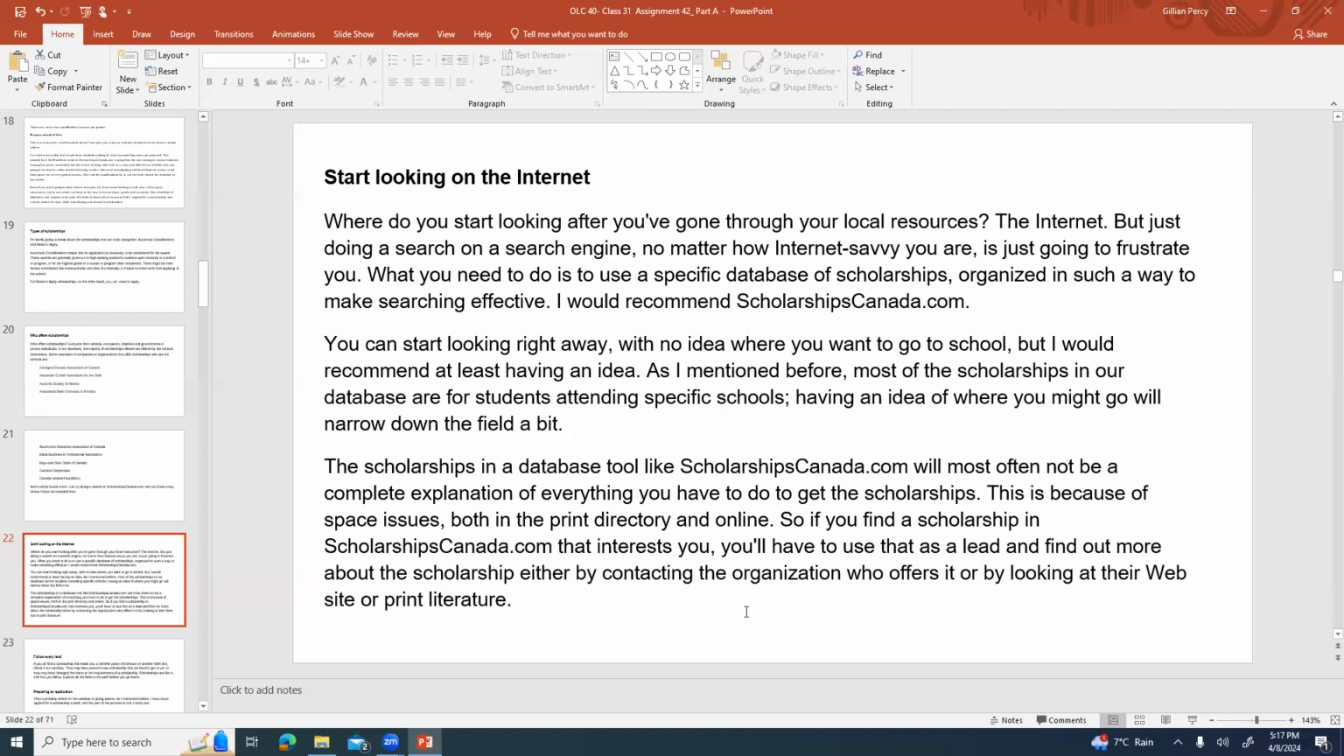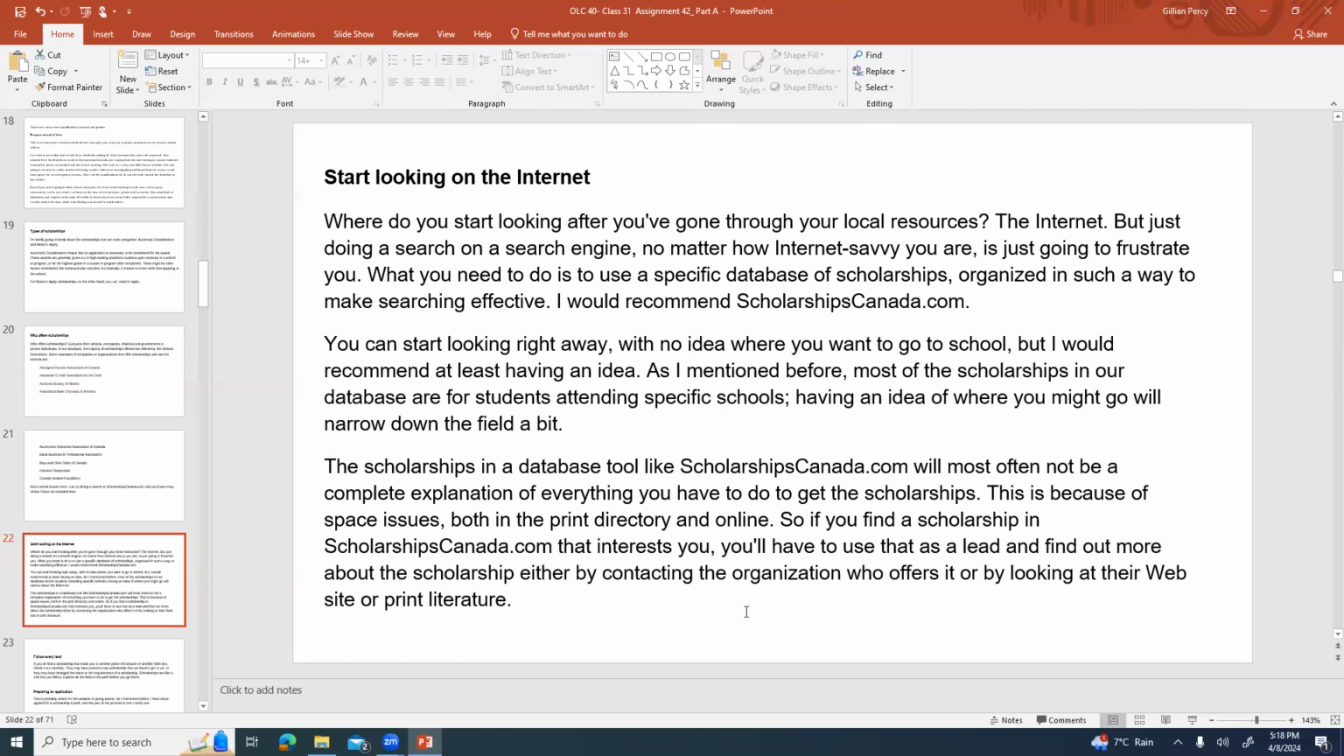So having an idea of where you will or won't go is really useful when you're looking at these kinds of things. The scholarships in a database tool like scholarshipscanada.com will most often not be a complete explanation of everything you have to do to get the scholarships. This is because of space issues, both in the print directory and online.